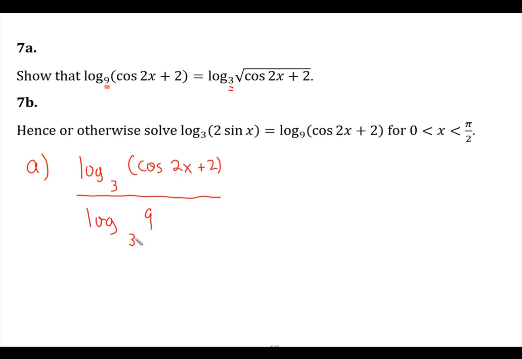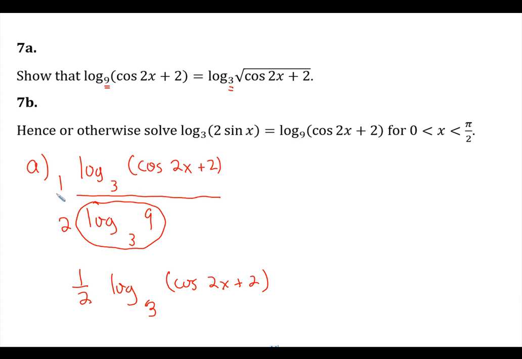Now log base 3 of 9, we know this is equal to 2, right? This is equal to 2 right here. So basically, if this is 2 on the bottom, I can rewrite this as 1/2 times log base 3 of cosine 2x plus 2, okay? Because this right here we know is equal to 2, so if you imagine there's a 1 right here, you have 1 over 2, that's where this 1 over 2 comes from, okay?